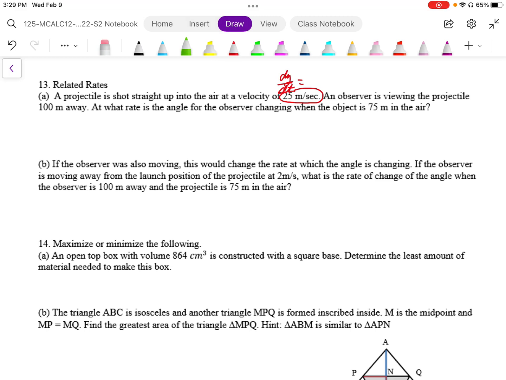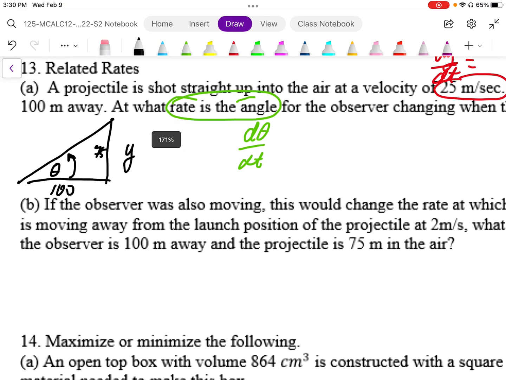Okay, so I'm trying to find the rate of the angle changing. So that's d theta by dt. And I'm just going to sketch this diagram. So I've got a person that's 100 meters away. There's my 100 meters. There's my theta. There's my y. Okay, and at the instant that this is equal to 75 meters, I want to know how fast that angle is changing. Okay, so there's my scenario.